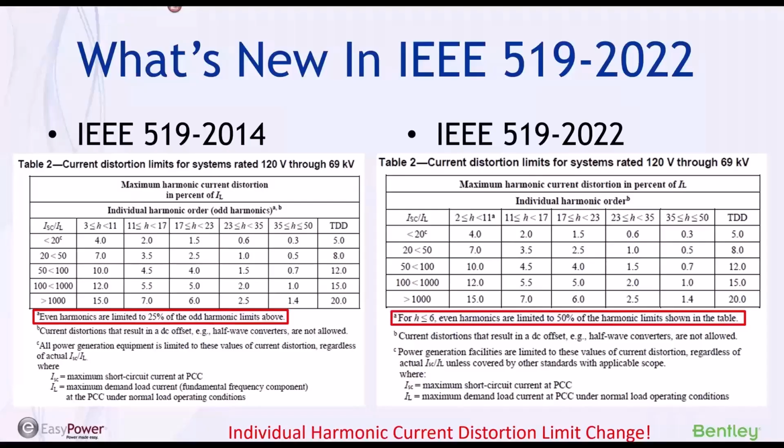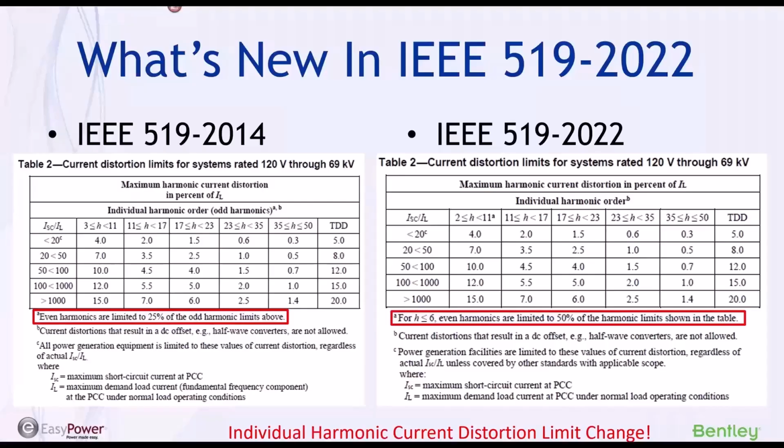And beyond the 6th harmonic order, the even harmonic order and the odd harmonic order limits are identical. So there is no longer 25%, or 1/4, of the odd harmonic limits applied to the even harmonic limits. That is also a big change, which means that the standard has relieved the even harmonics quite a lot, not only for harmonic order less than or equal to 6, but also across the board throughout the spectrum. Up to 6, it's 50% of the odd harmonic limit. Higher than 6, it's the same, so it doesn't matter if it's even or odd. So it's a big relief.